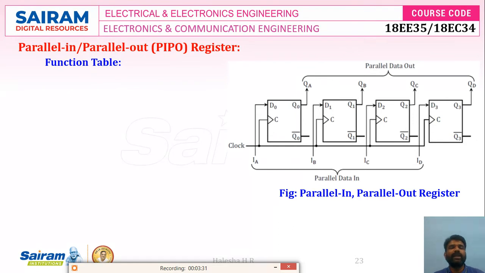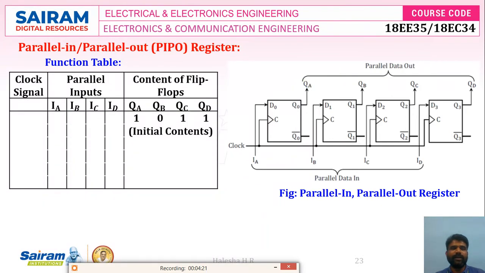Next one is the parallel in parallel out register, PIPO. So we are loading the data in parallel, and we are retrieving the data in parallel. Again, it is very simple. For 4 bits, we use 4 D flip-flops. The flip-flop inputs are connected to parallel data in: IA is connected to D0, IB to D1, IC to D2, and ID to D3. Whatever data we are loading, we need to set on these pins. For output, Q0 is connected to QA, Q1 to QB, Q2 to QC, and Q3 to QD. These are the parallel data out pins.